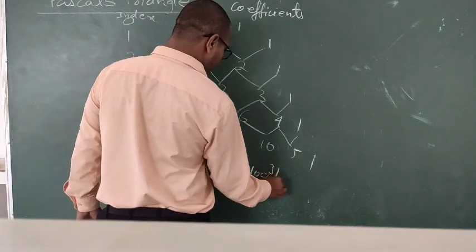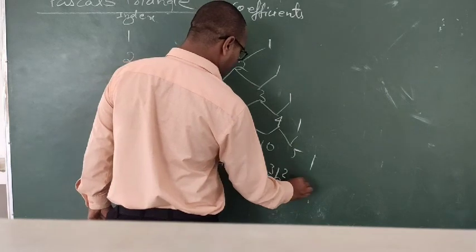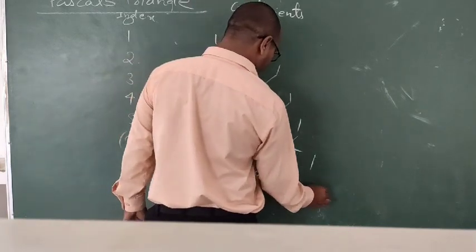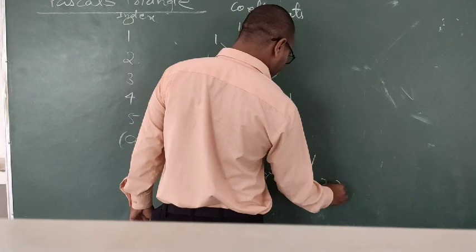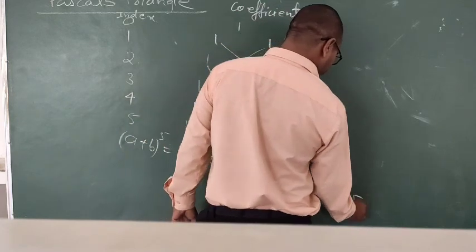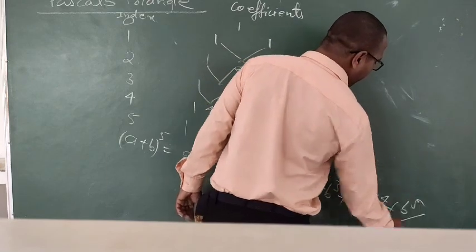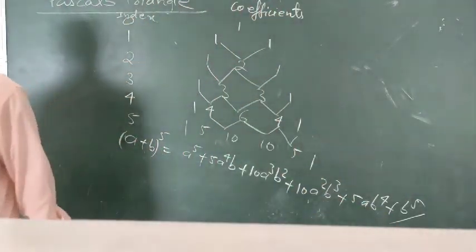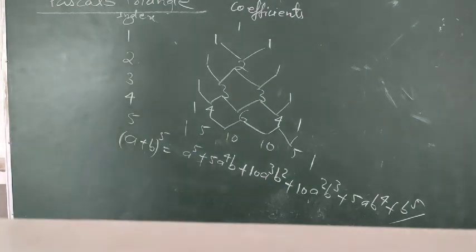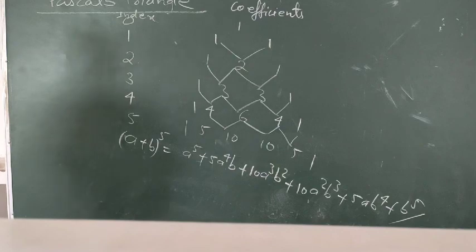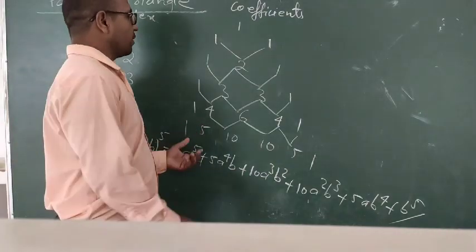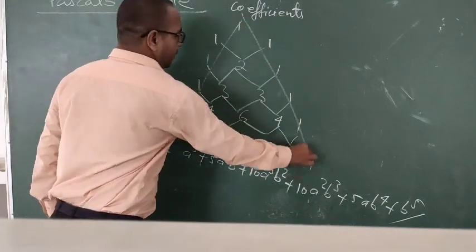That is a to the power 3, b to the power 2, plus again 10 a to the power 2, b to the power 3, again 5 a b to the power 4, plus b to the power 5. This one, nothing I have done here. Just a to the power we have decreased, and b to the power we have increased. And coefficients we have taken from this Pascal triangle.